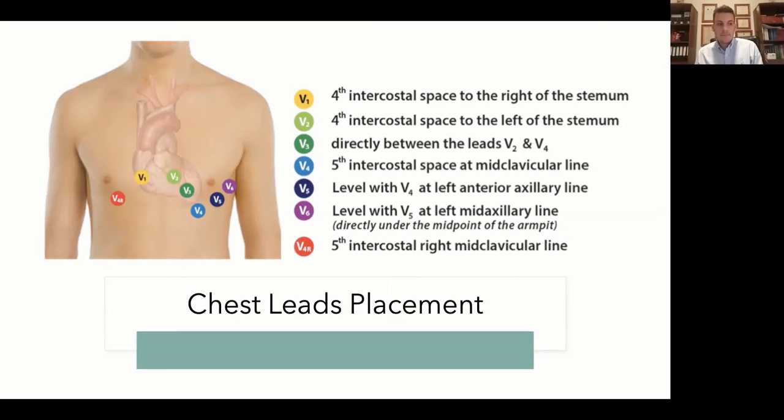V5, level 4 at the anterior axillary line. This is extremely important for 3rd and 4th year students. Guys, keep in mind, you need to know how to place an ECG and how to perform one. And then in some cases, you can have a V4R, which is in the 5th intercostal right midclavicular line. Keep this picture in your mind. You need to be able to perform and make this ECG on your own.